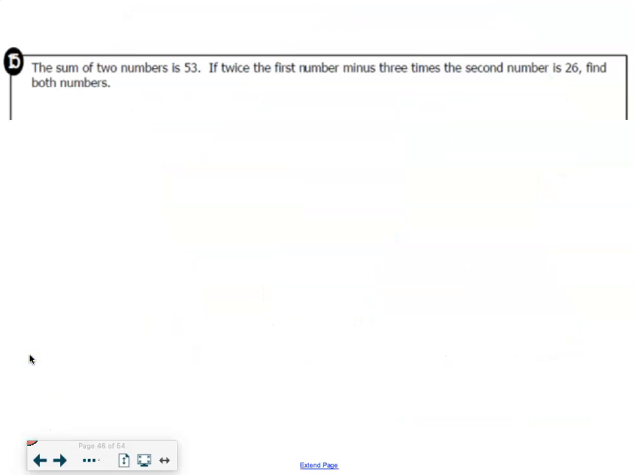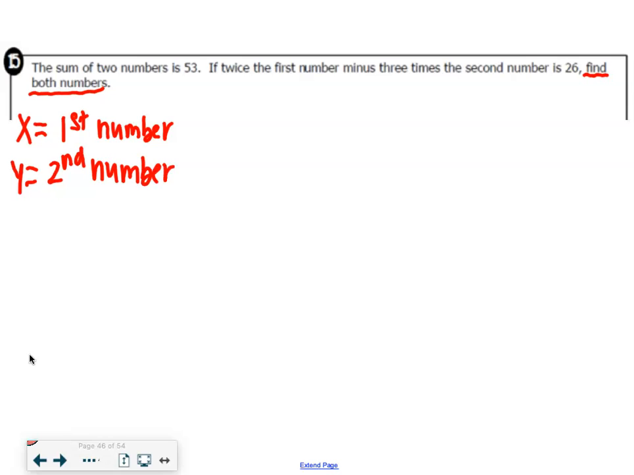Okay, so this first problem is 15 in our flip book. So the first thing you want to do is read the whole problem, and then we'll go back and highlight some key info. So it says, the sum of 2 numbers is 53. If twice the first number minus 3 times the second number is 26, find both numbers. So sometimes it helps if you highlight, what am I trying to find? I'm trying to find both numbers. Well, right now we have no idea what those numbers are. So I'm going to call x equals my first number. And then I'm going to call y my second number. So we always have to define what our variables are because that helps make our life a lot easier.